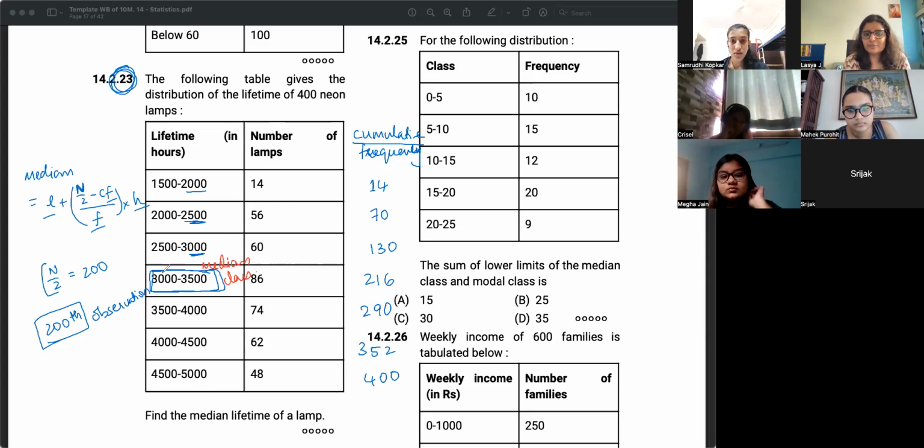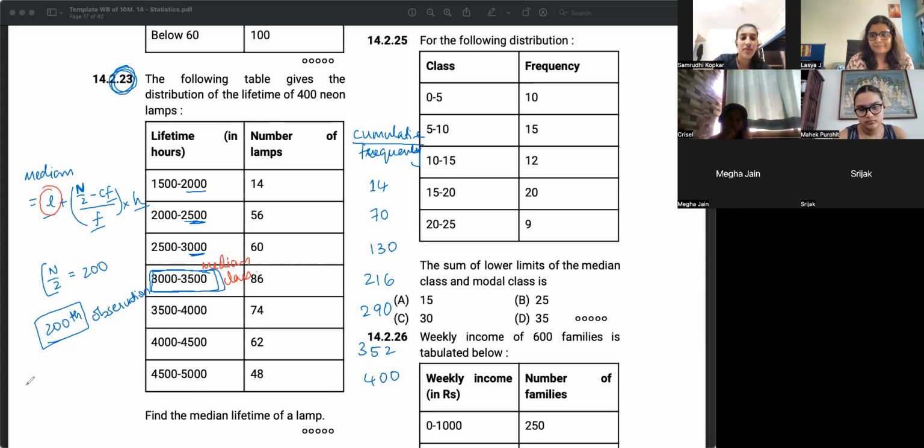Okay, so once you have your median class, then what will your L be? 3000. Then n by 2 तो पता है, that is 200. What is the CF, cumulative frequency? Is it 400? No, cumulative frequency is, look at the cumulative frequency column. 216. No, so CF will stand for, it's the class preceding the median class. So median class के पहले जो आया, that is the CF.